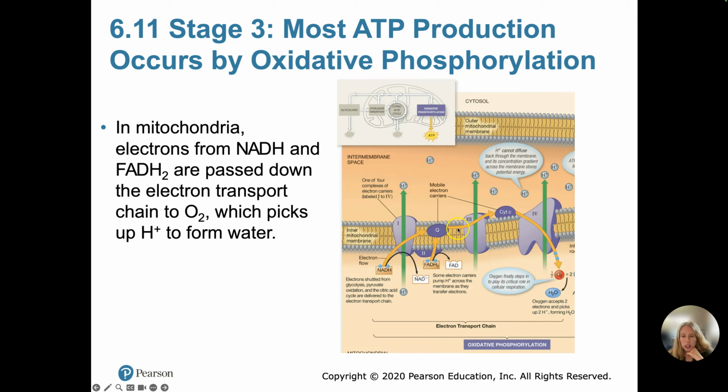And again, the mobile electron carriers Q and cytochrome C right here just shuffle electrons between the different electron carriers. Once NADH drops its electrons here, they're shuffled along this path until they end up with oxygen, which is the final electron acceptor. Oxygen accepts those electrons and then joins with 2 H+ ions to produce water.